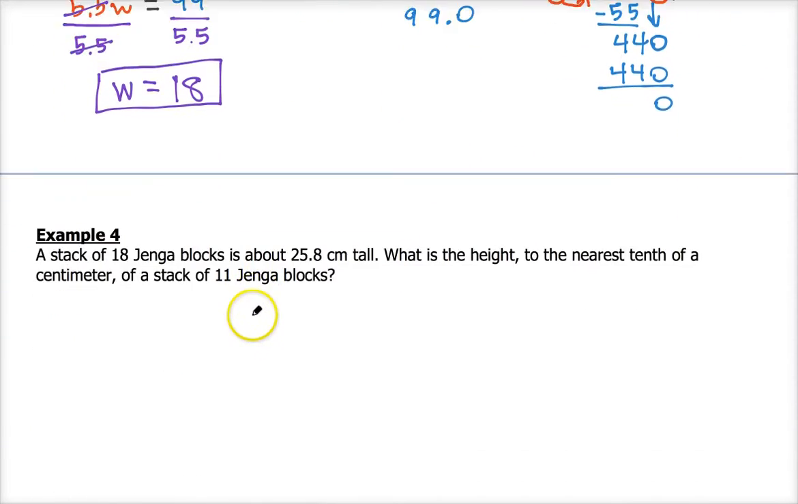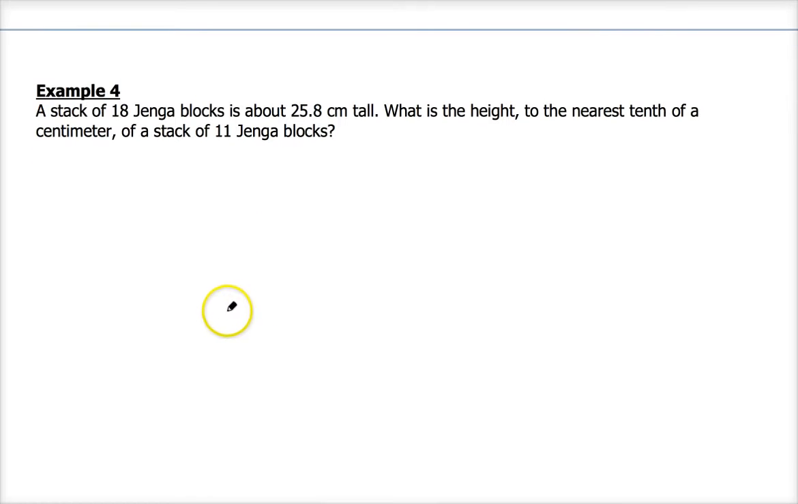Okay, on the back side we have one word problem, and this goes back to the situation we were talking about in the beginning. So a stack of 18 Jenga blocks is about 25.8 centimeters tall. What is the height to the nearest tenth of a centimeter of a stack of 11 Jenga blocks? Okay, so what we're going to do is compare this ratio here. We know there are 18 Jenga blocks compared to 25.8 centimeters. So that's the ratio 18 to 25.8.